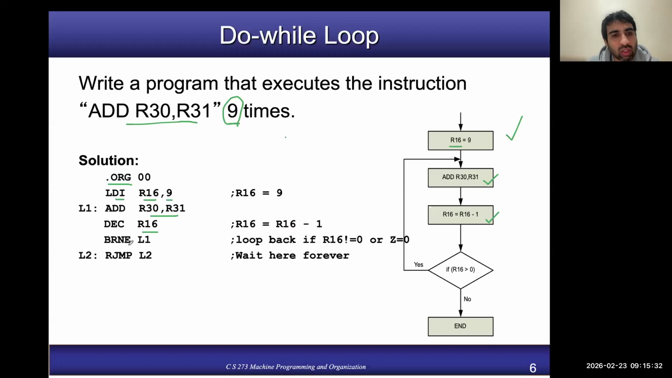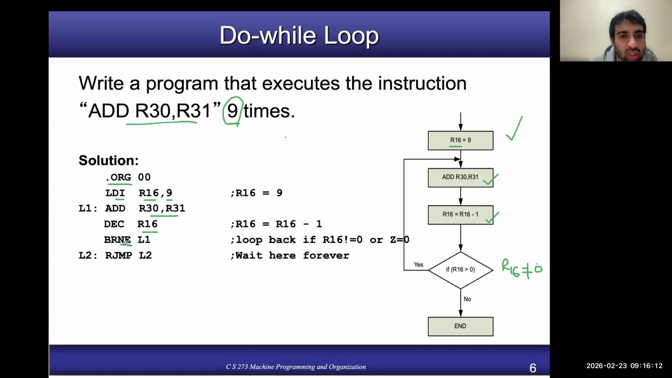And then we are using the instruction branch not equal. Why? Because we are saying if R16 is greater than 0. Remember I said that it's always better to flip the condition. So if it is not equal to 0, since initially R16 is equal to 9 and every time we are decrementing, as long as it is not equal to 0, we need to go back to the loop. So we are saying branch not equal L1.